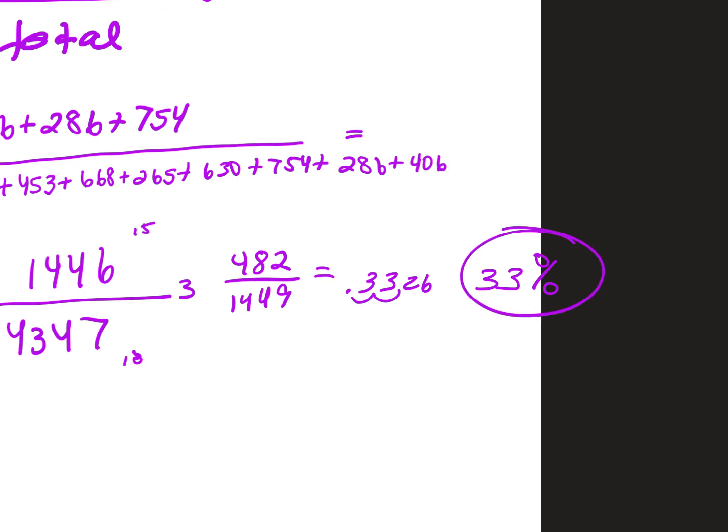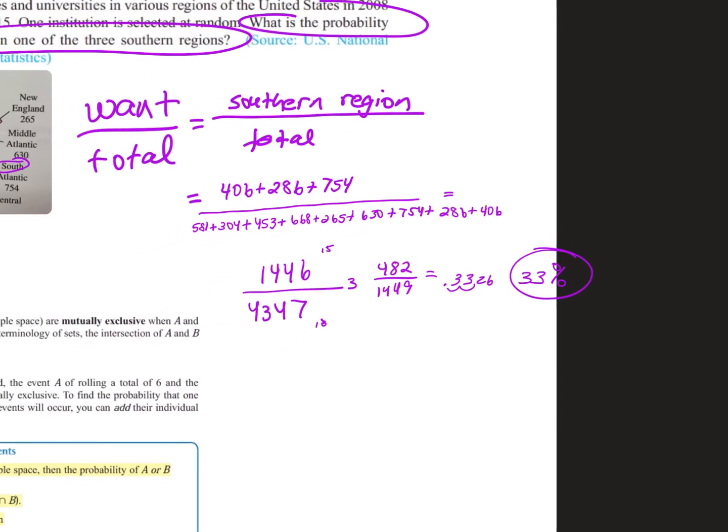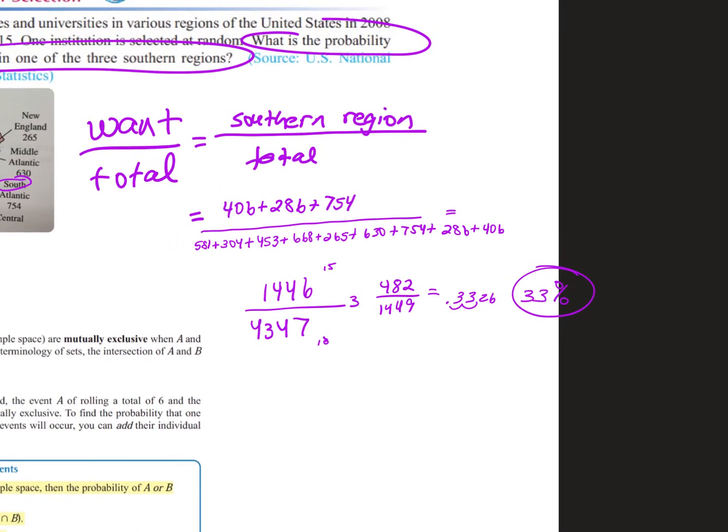But if you can remember that probability is what you want over the total, probability is easy. Figure out how many possible outcomes there are, what your sample space is, and then figure out what you want, and you just put what you want over the total. That's literally it, but you got to pay attention. Words like at least, at most, neither, something like that. You got to pay attention to those things.